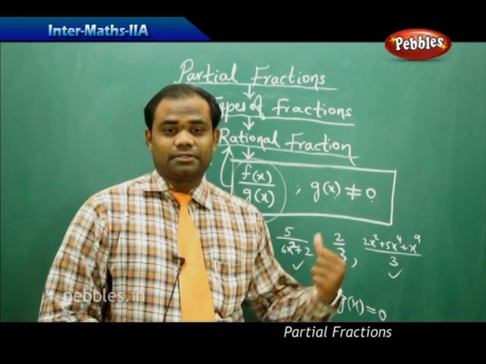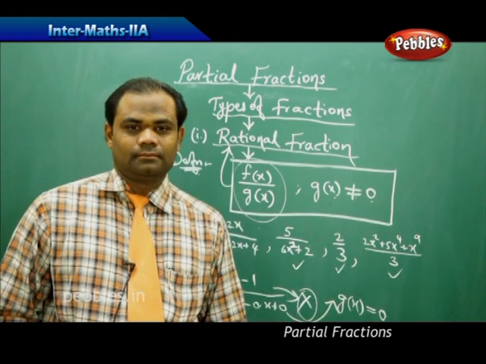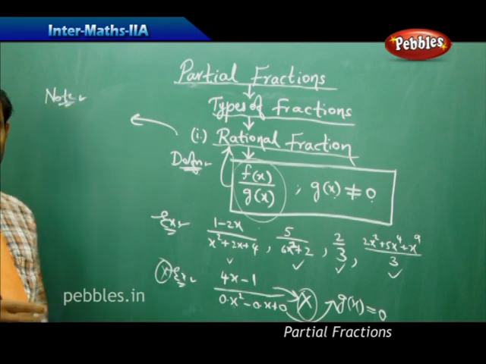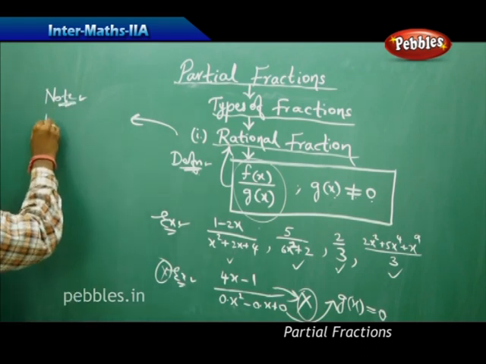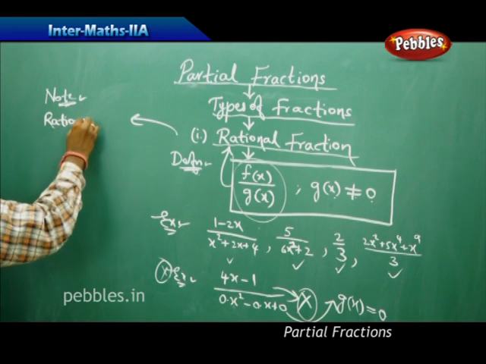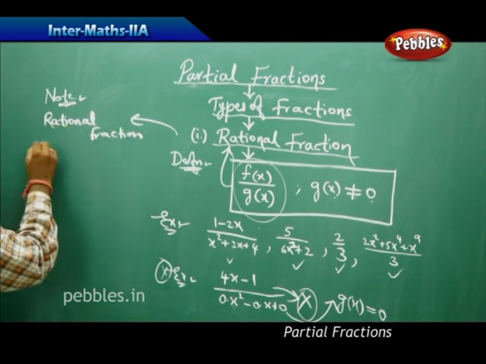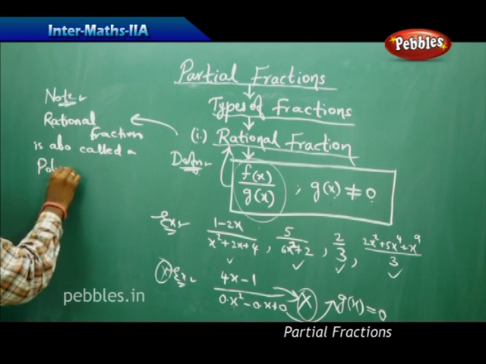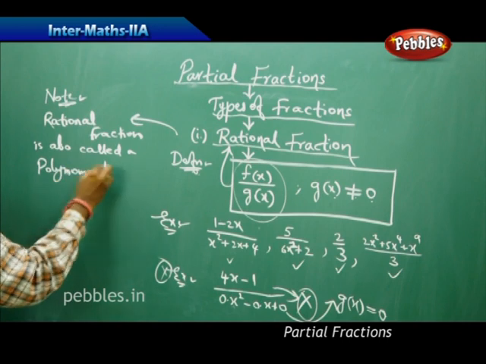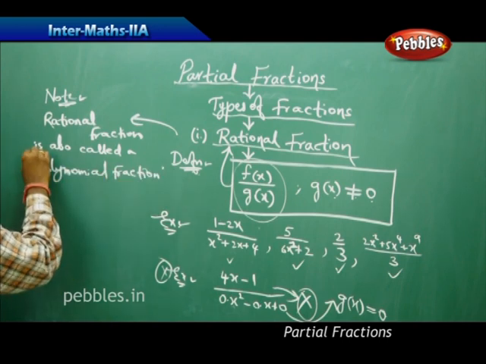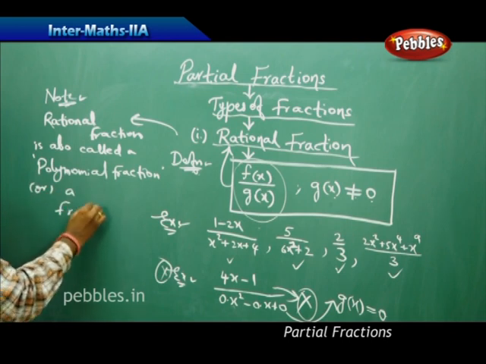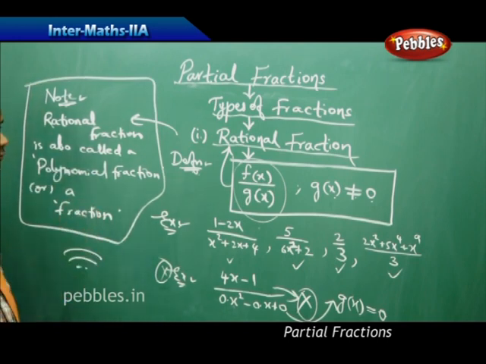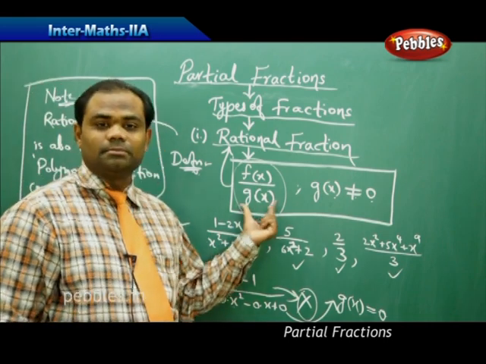This is how we understand the rational functions and its properties. Now, it is very important to note that here, in this case, a rational fraction is also called a polynomial fraction, or simply I call this a fraction, is how I understand the note. The other name for rational fraction is a polynomial fraction or simply a fraction.